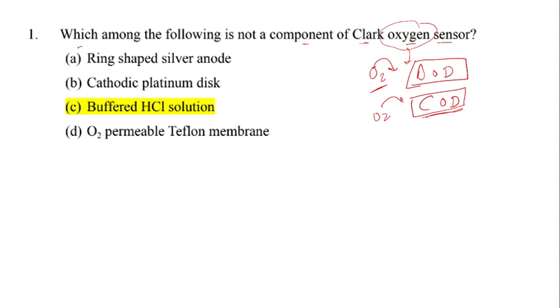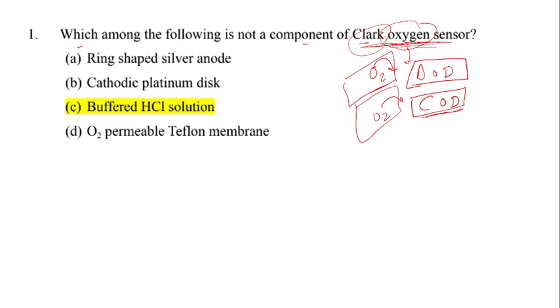There are many biological processes also, like in your blood, how much oxygen is there should also be measured. So in many applications we need to measure oxygen in our analyte. That's why we require an oxygen sensor. So Clark designed this sensor, and this name is given after Clark. So this question is asking which among the following is not a component of the Clark oxygen sensor.